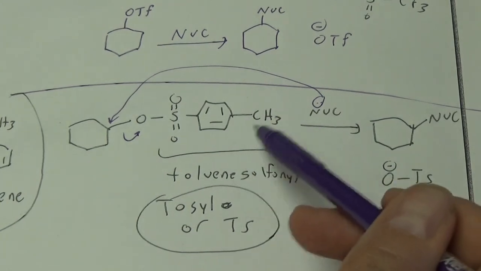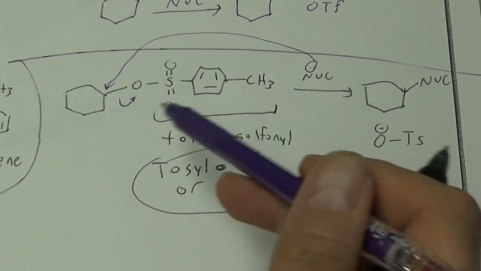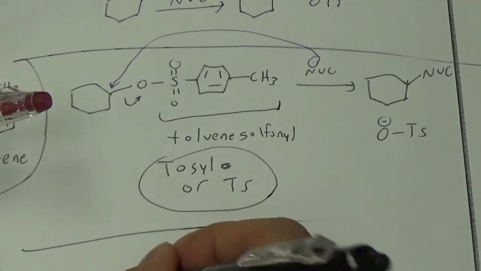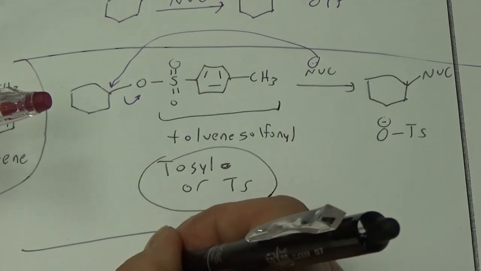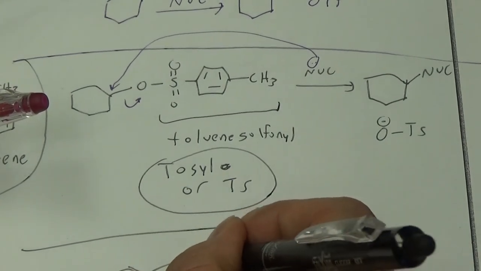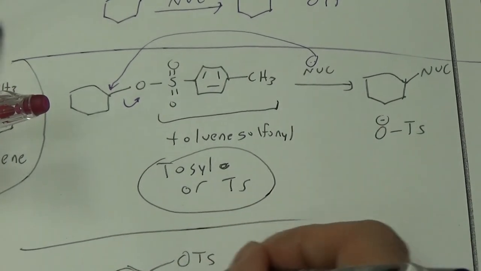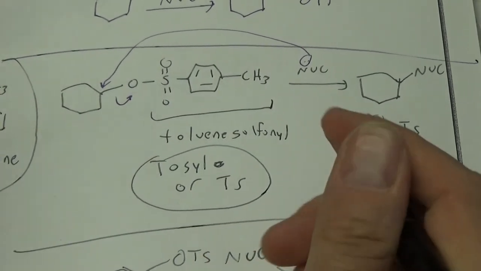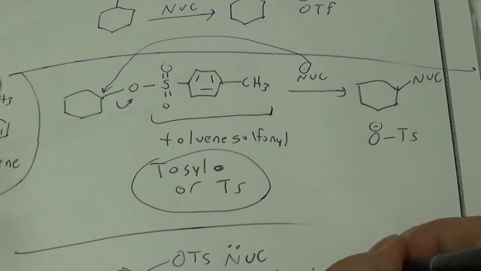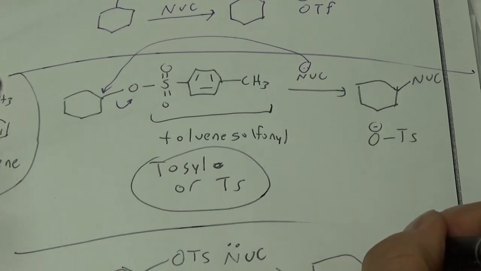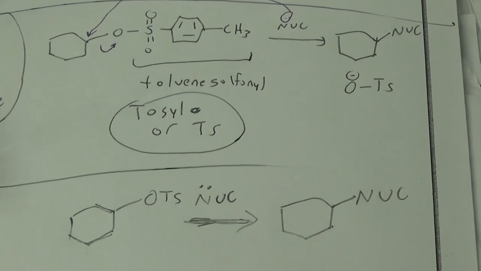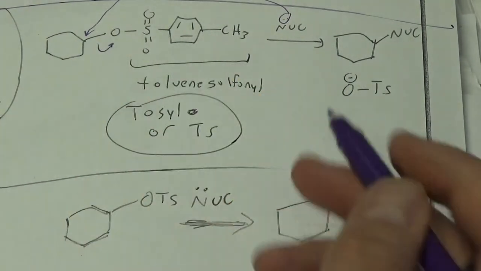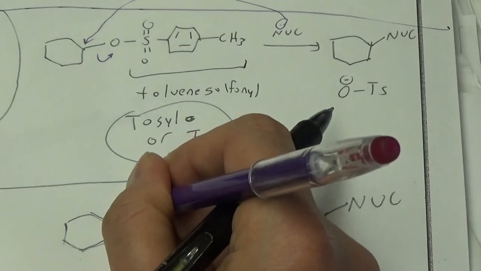You don't have to memorize that structure. You will see it from time to time. Let's just do it as another abbreviated version. OTS. Whoops. Nucleophile. Okay, yes, so that's a nice abbreviation for that whole crazy thing. You will see them from time to time, and I just wanted to mention them. Alright, cool.